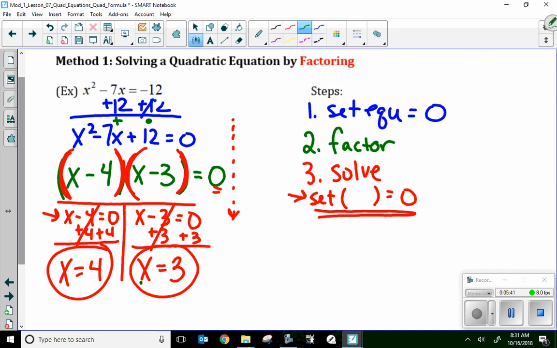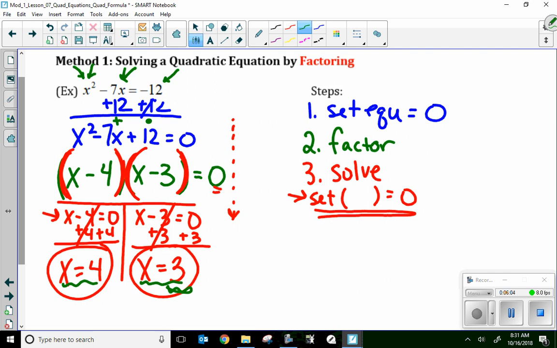These two answers work here. If I throw 4 into both of those x's, it should equal negative 12. I just solve for x. Same thing, if I throw a 3 into both of those, it should also equal negative 12.